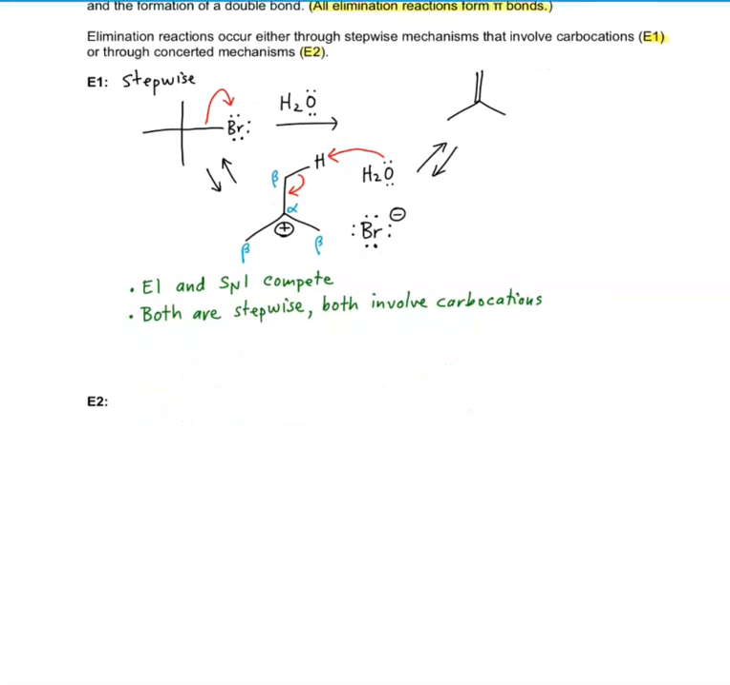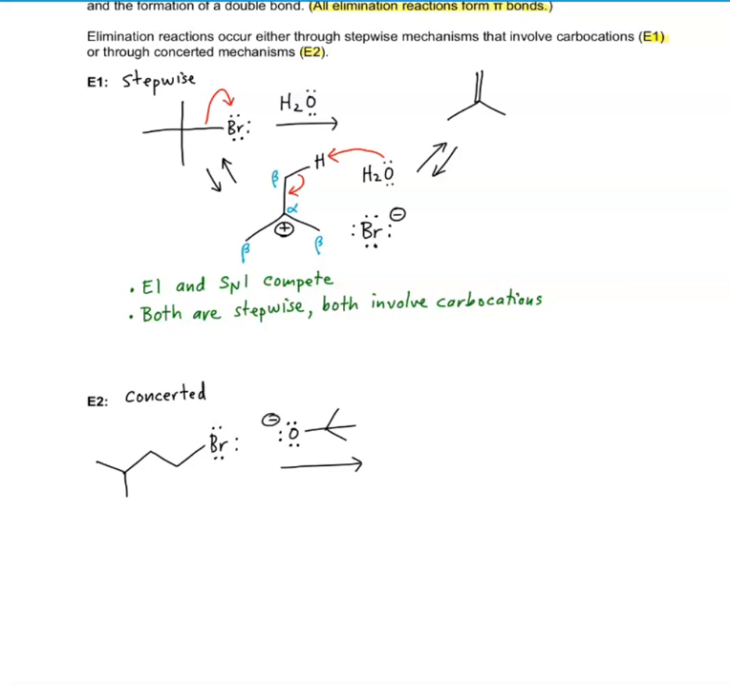Now let's turn our attention to E2. So let's look at a different substrate. This is going to be the concerted version of an elimination reaction, meaning that the reaction happens all at once, in one step. So let's use this as our substrate, and we're going to use this as the reagent.